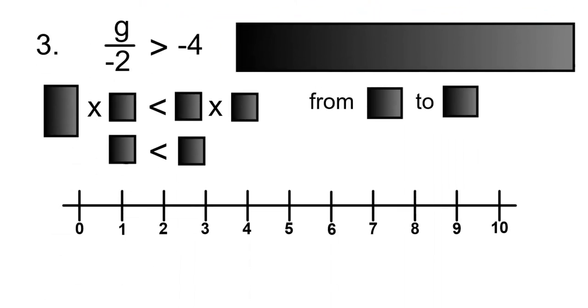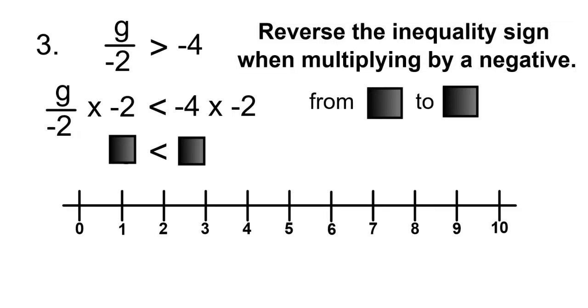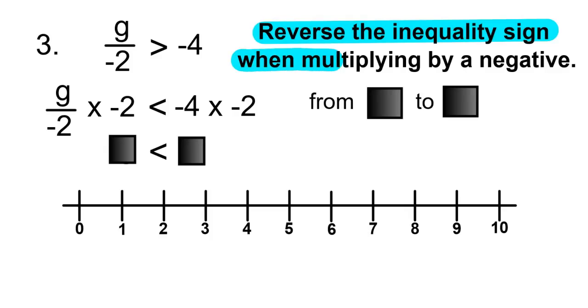Number 3. G divided by negative 2 is greater than negative 4. To isolate the g, we'll do the opposite of dividing by negative 2, so we'll multiply the left-hand side by negative 2. Therefore, we multiply the right-hand side of the inequality by negative 2 as well. Reverse the inequality sign when multiplying by a negative.